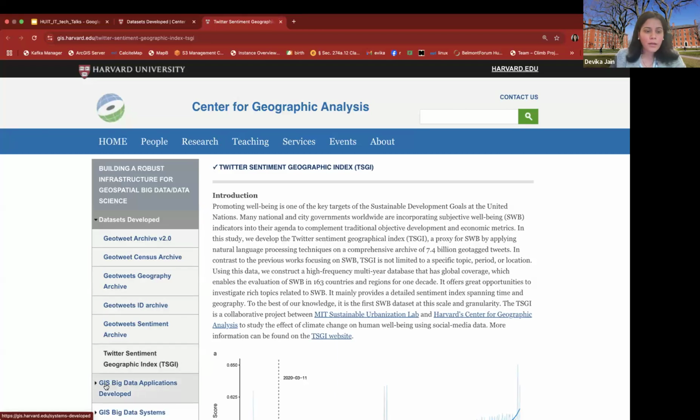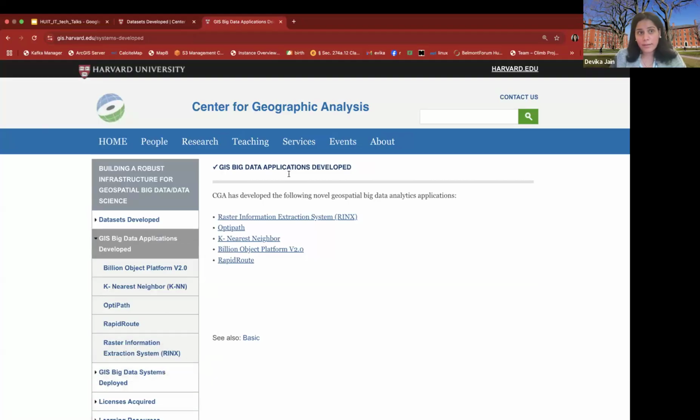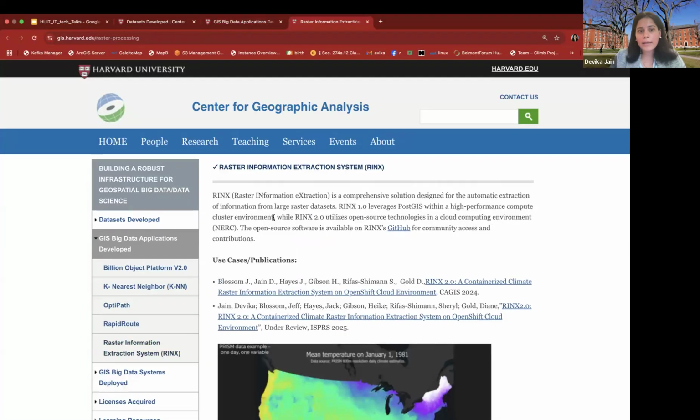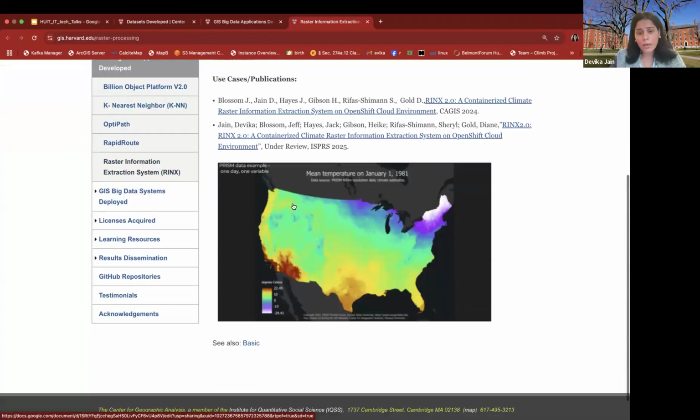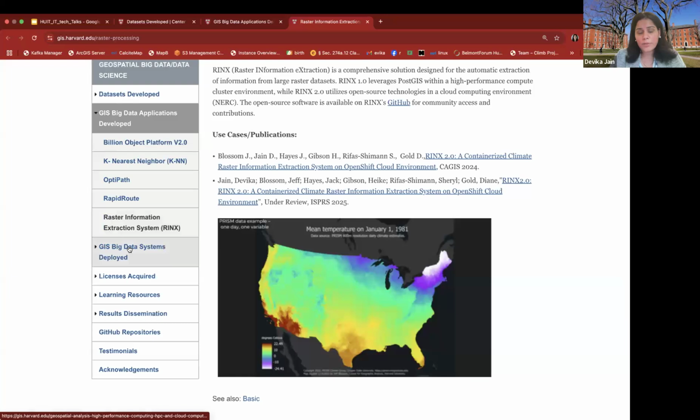Then similarly, all the GIS spatial solutions, the customized solutions which we have developed, whether it's for raster data processing or for calculating k nearest neighbor, you can click on that and read about what the solution is and what software it uses. Most importantly, you can see how other people are using it, the use cases and publications. Some papers are published. You can go and read the full manuscript to learn more. So all this information is already on our project website.